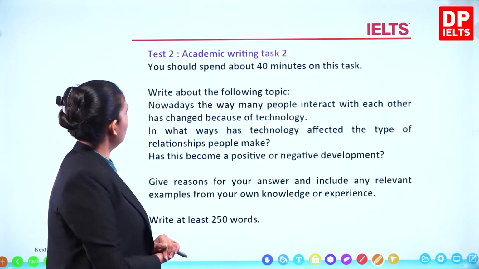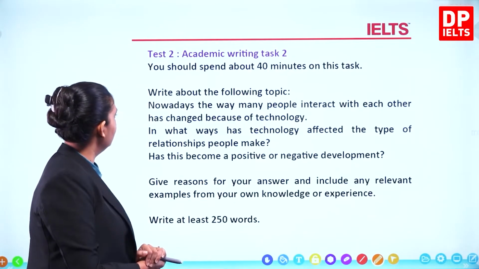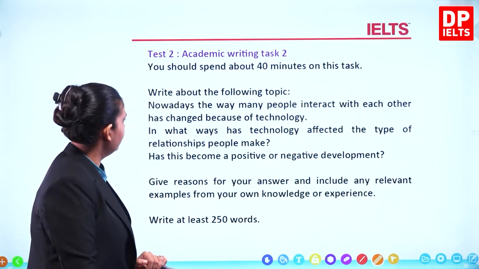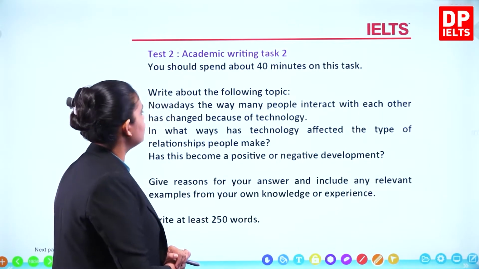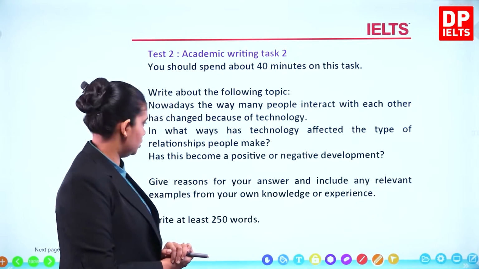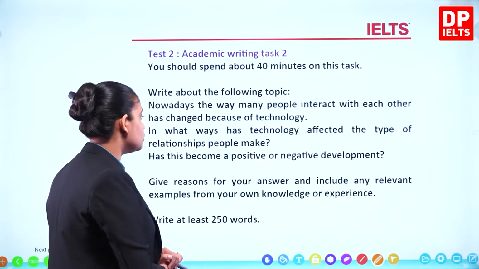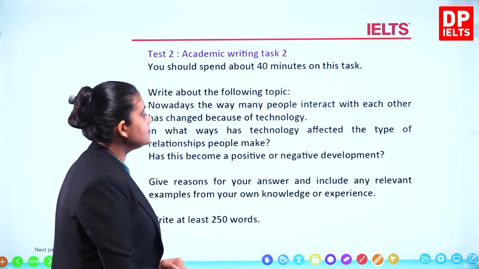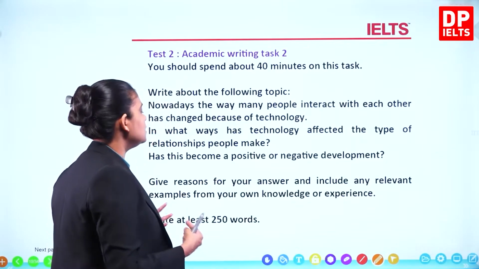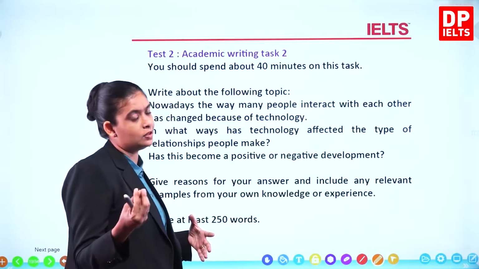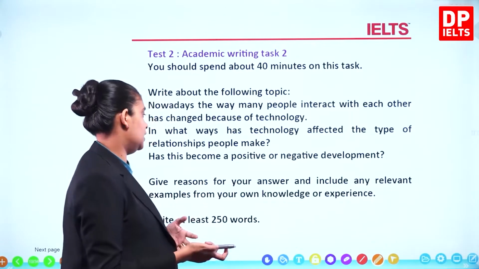Right, so moving on, we have our test 2, writing task 2. Now here, let's look at the topic. Nowadays, the way many people interact with each other has changed because of technology. In what ways has technology affected the type of relationships people make? Has this become a positive or a negative development? So this is like a direct type of question, as well as they're asking you for your opinion. Do you think it's positive or do you think it's negative?